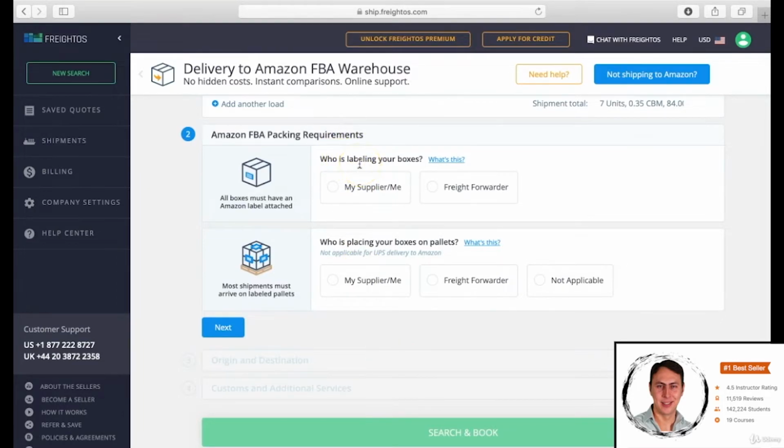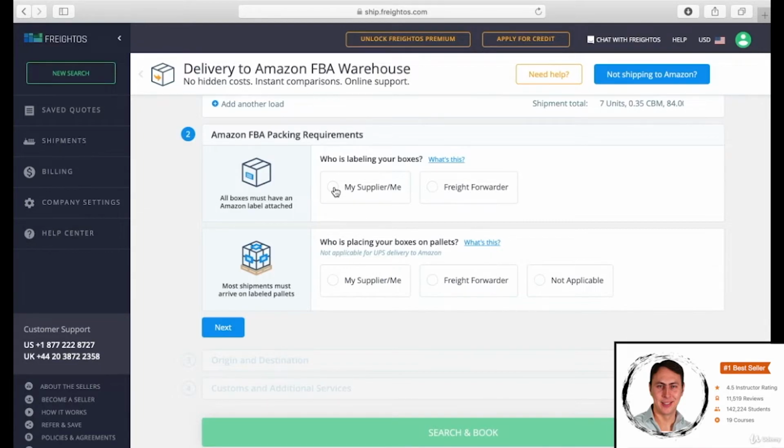After filling the weight and sizes section, let's pass to the next step. There are 2 questions waiting for us. The first one is who is labeling the boxes? It is an easy step indeed. The suppliers are doing this already, so we are choosing the My Supplier option. I will explain this topic in the shipping planning category.